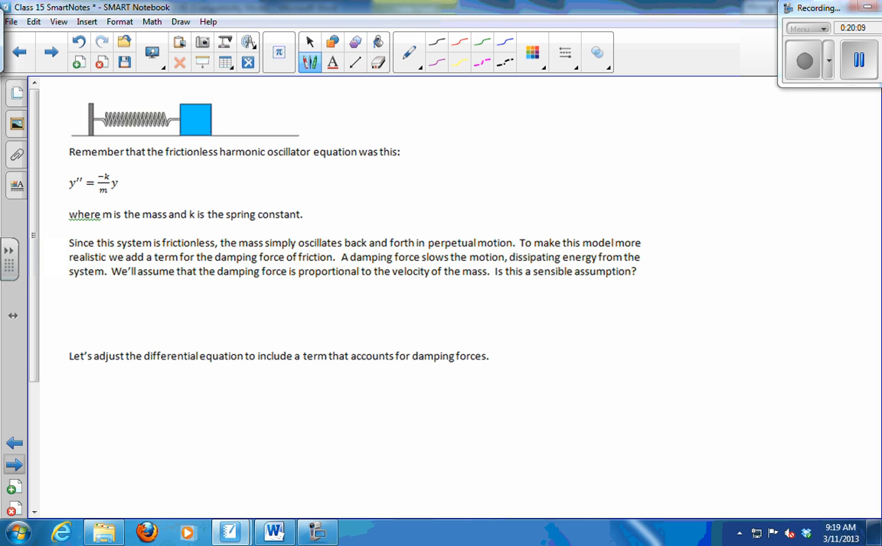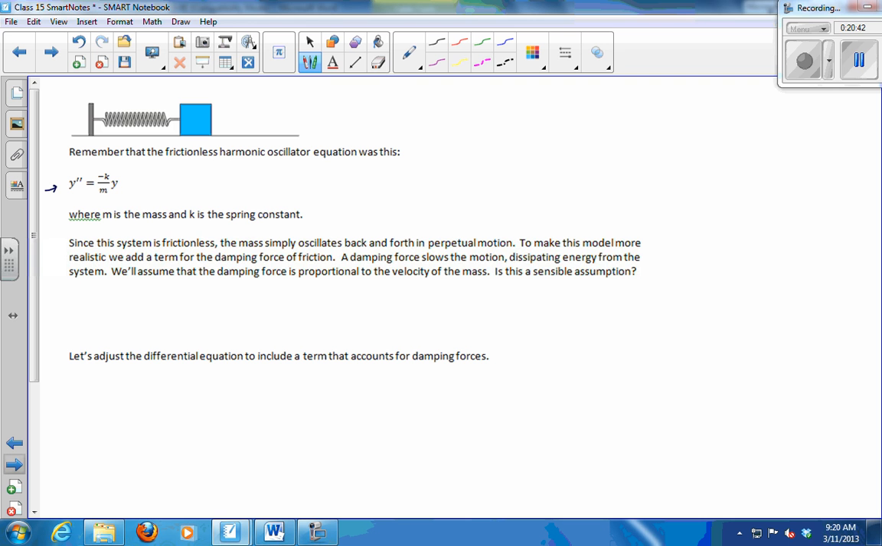Okay, so remember we talked about the frictionless harmonic oscillator last class. So we have this mass on the end of a spring, and the only force acting on it is the force of the spring. And we derived this differential equation using Hooke's law and Newton's second law of motion, force equals mass times acceleration. We used the two of those. We came up with this differential equation.